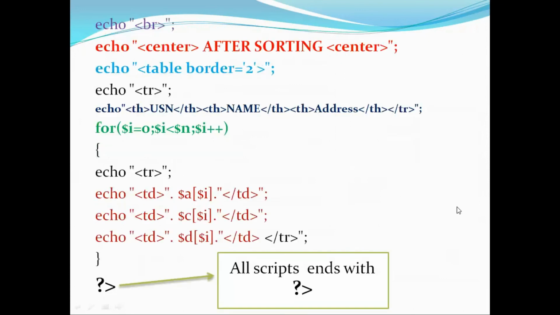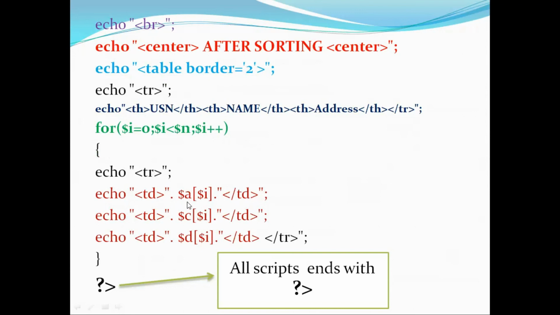After that, I need to print the sorted elements. First, I will print the message "After sorting". Then we create the table in order to display the sorted elements. The same old things, that is, table border equal to 2. Then we create one row with the column headings USN, name, and address. Then we print the resultant sorted elements by creating one more row.